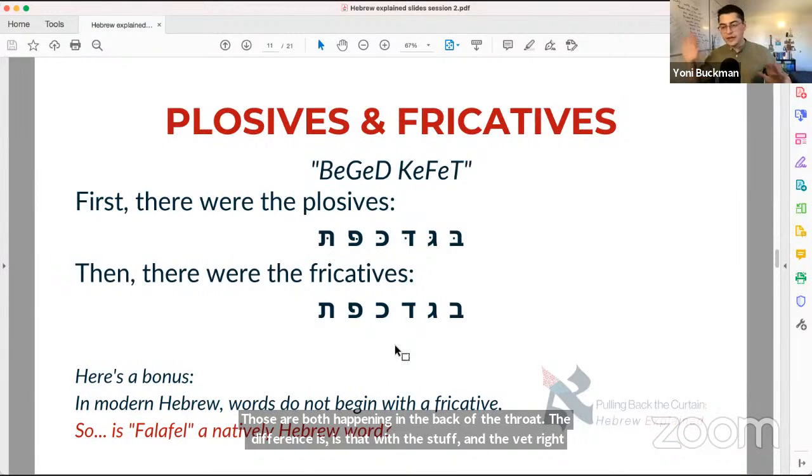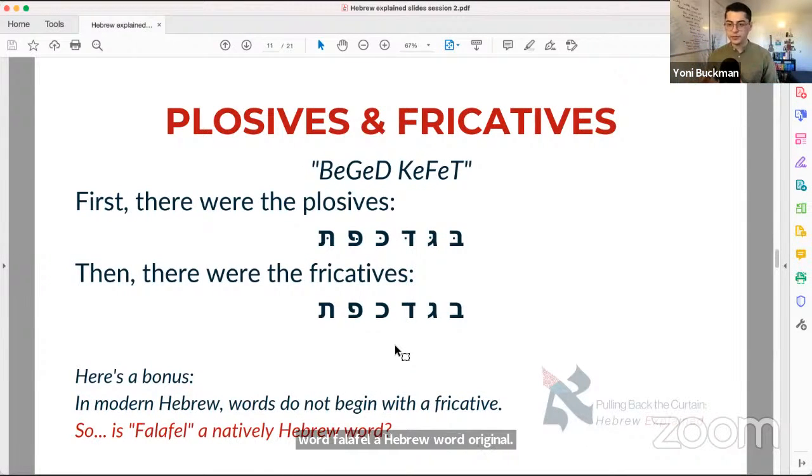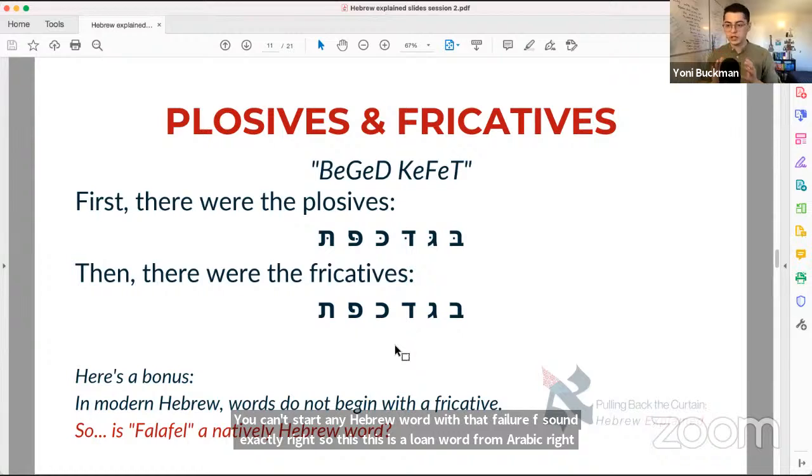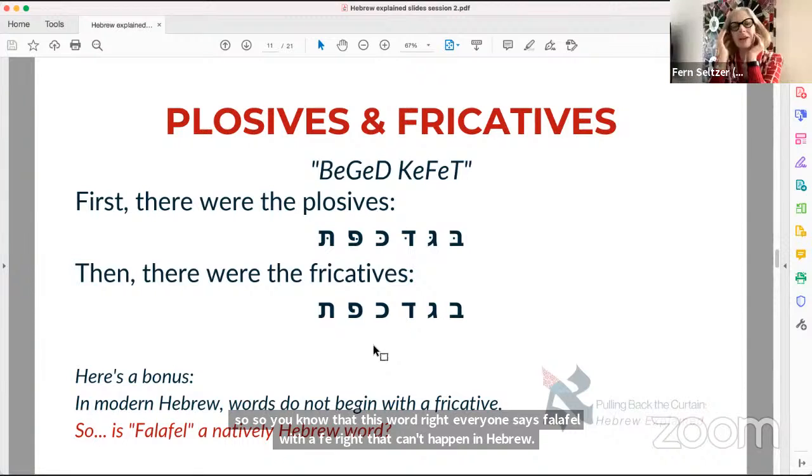Now, I will say, and we'll talk about this maybe next week, it can happen in biblical Hebrew, but only if the word that preceded it had an open syllable. So almost as if the two words were connected. But in modern Hebrew, the simplification of that rule is just you get a hard sound, you get a plosive at the beginning of the word. Yeah, Fern.